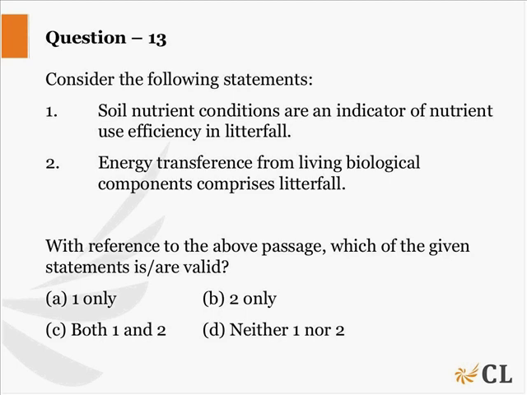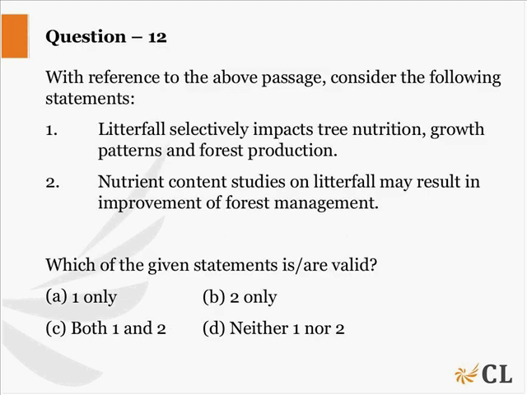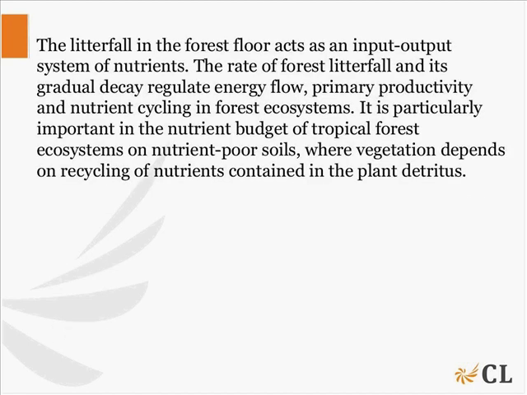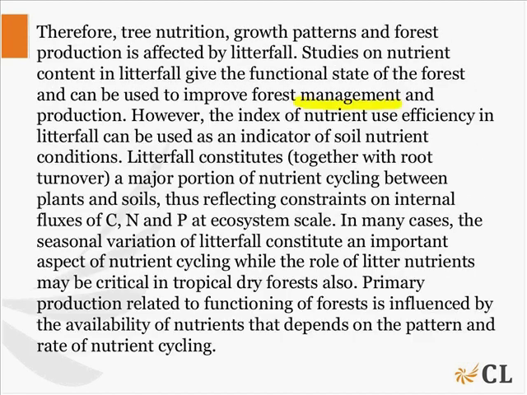Okay. So 13 says soil nutrient conditions are an indicator of nutrient use efficiency. Now the thing that I have to find out is efficiency in litter fall. So I move back to the passage and look for the word efficiency. Not here. Yeah, and I find it here. It says, however, the index of nutrient use efficiency in litter fall, the word to be noted is can. Can means there is a probable case, okay?